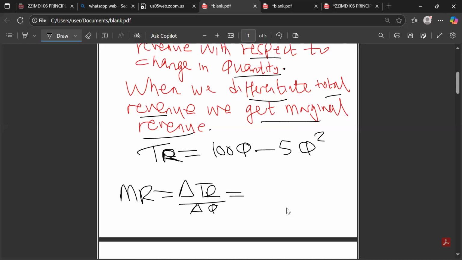Hello? Yes. So what is going to happen here to the 100? This one is the same as Q raised to the power 1. So 100, the 1 drops. Then Q to the power 1 minus 1. Minus 5, the 2 drops. Q to the power 2 minus 1.